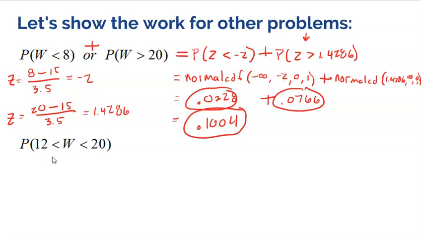All right, let's do this next one, looking between 12 and 20. So we're trying to find the probability that it takes Josh between 12 and 20 minutes to wash his car. All right, so the first thing I do is I got to find the Z-score, and I got to show my work for the Z-score for 12.